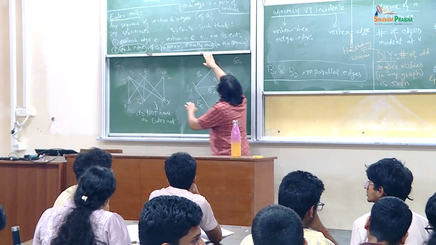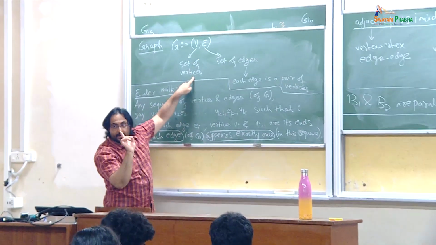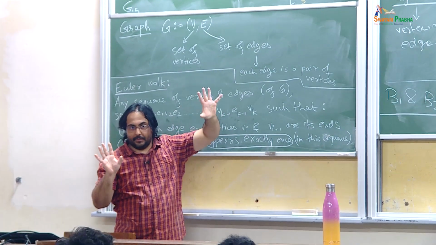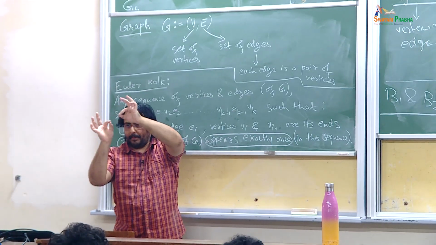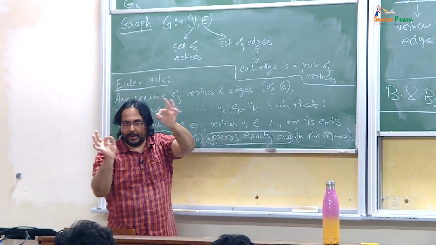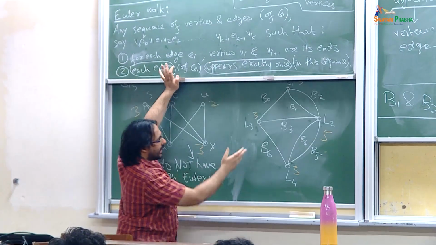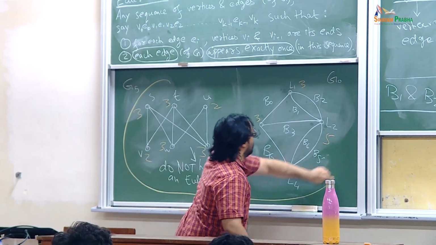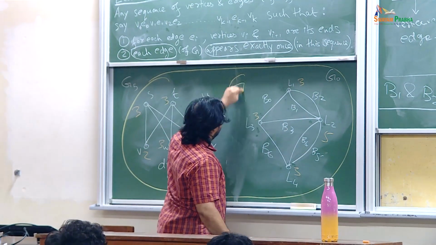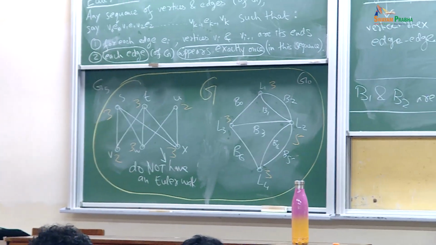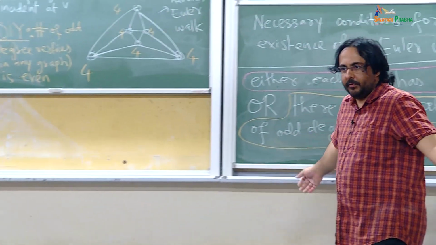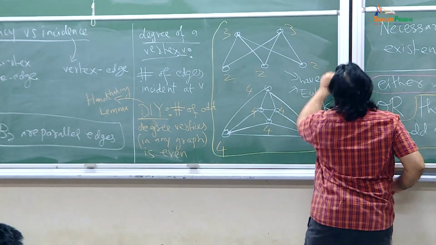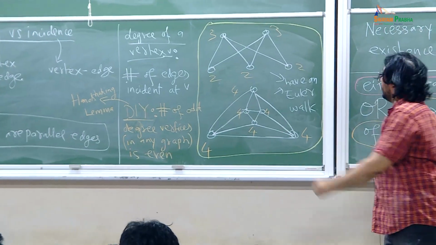What is a graph? A graph is just a set of vertices and a set of edges. You all agree? Every edge is a pair of two vertices. So why can't this be a graph? Maybe this is my graph. This is one graph, G. Why not? Could be one graph, no? And what about this fellow? This could be one graph, H.